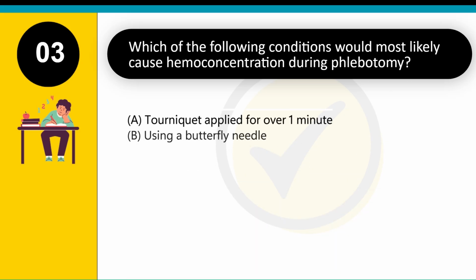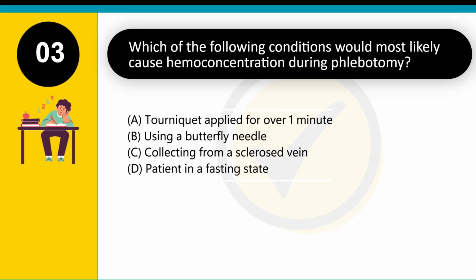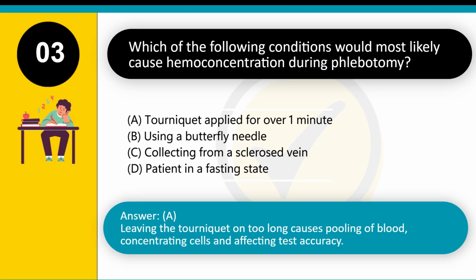Which of the following conditions would most likely cause hemoconcentration during phlebotomy? A. Tourniquet applied for over 1 minute. B. Using a butterfly needle. C. Collecting from a sclerosed vein. D. Patient in a fasting state. Answer A. Leaving the tourniquet on too long causes pooling of blood, concentrating cells and affecting test accuracy.